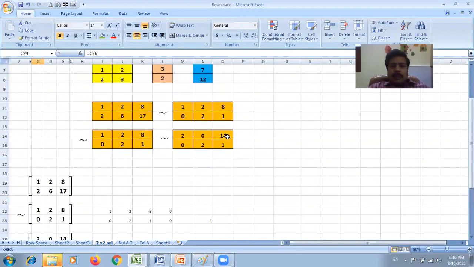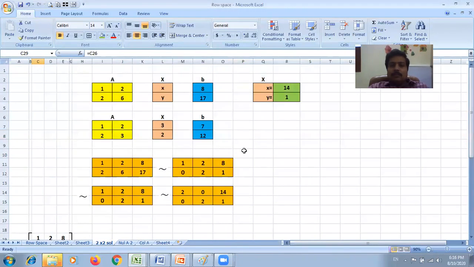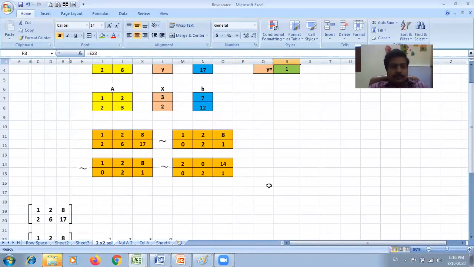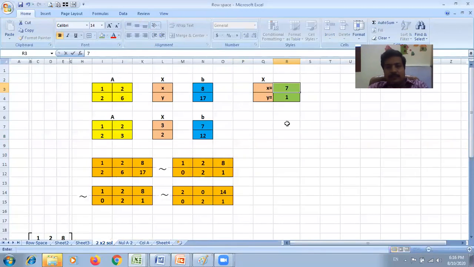So 2x is equal to 14. So x is equal to 7. X is equal to 7 here, and y is equal to 0.5. That will be our solution for this. So if you take x is equal to 7 and y is equal to 0.5, for these two vectors, we are getting the same value.